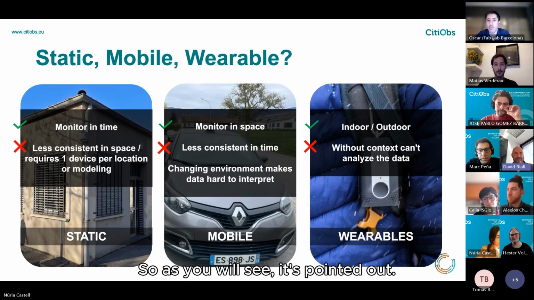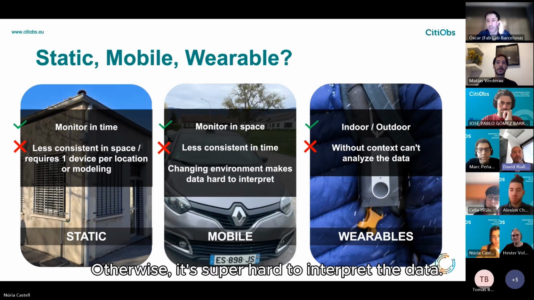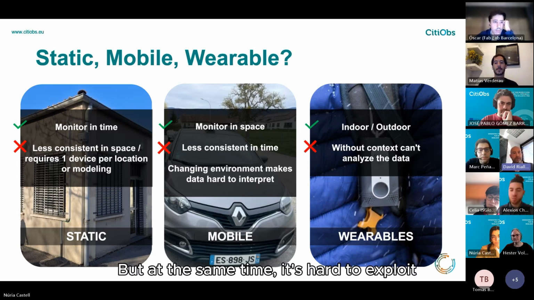As you will see, it's pointed out. Yeah, we talk about this in the toolkit: the importance of collecting data with the context. Otherwise, it's super hard to interpret the data. So it's super rich, but at the same time, it's hard to exploit if you don't collect that information.